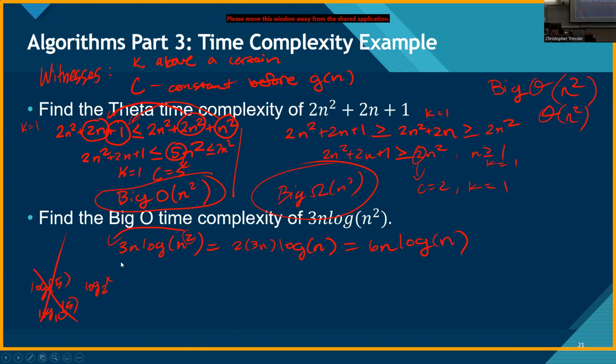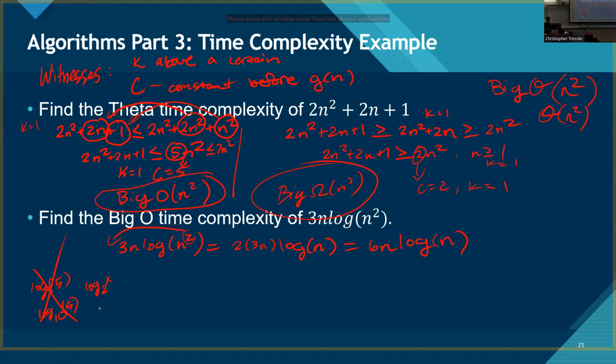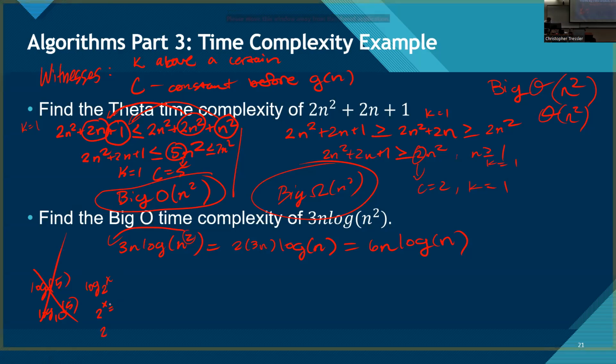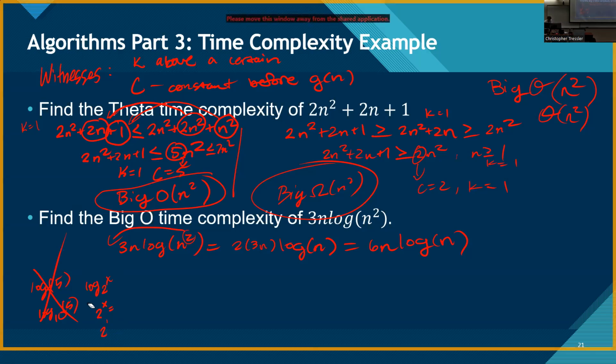Now, what is the smallest number that we can use in log base 2 to something that is at least 1? 2, right? So we're going to say 2 to the power of x is equal to what? In order to get log base 2 equal to 1, we need something to be at least 2, right? 2 to the power of x is equal to 2, and we need x equal to 1, which means that we got 2 right here.